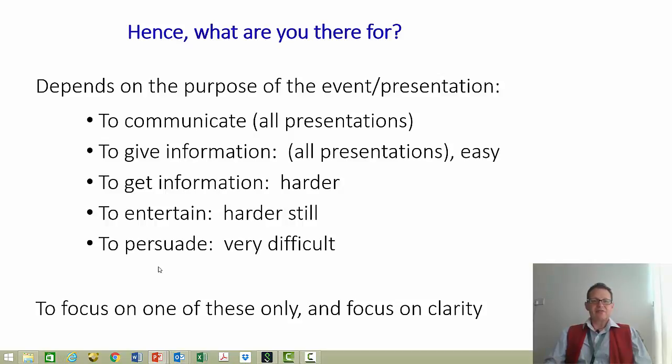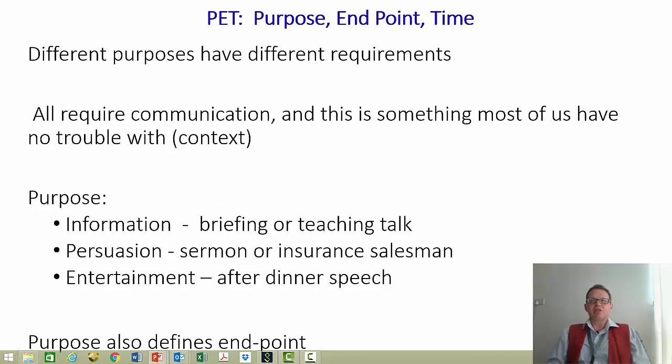Okay, now we've covered the why is everybody there. Let's actually introduce you to something called PET. PET is an abbreviation. Purpose, endpoint, time. These are the three things in terms of the delivery and the content that you have to manage. Different purposes have different requirements. Now, we said before that all presentations require communication.